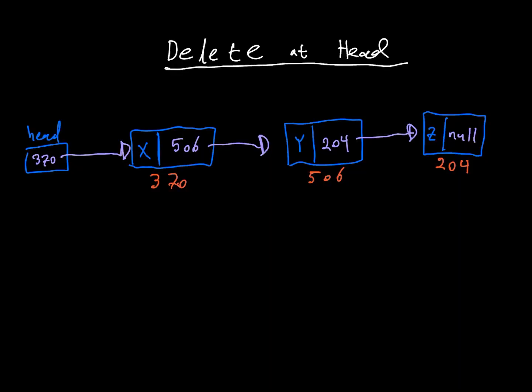For the delete operation, there's two situations to keep in mind: when you're deleting the head node and any other scenario for deletion, right? So if you're deleting at the head node, what you would do is look at the head node, see what the next node address is, and then update head to match that. So the next node address for the head node is 506, right? Because we see over here, it's pointing to 506. So we're going to update head to point to 506.